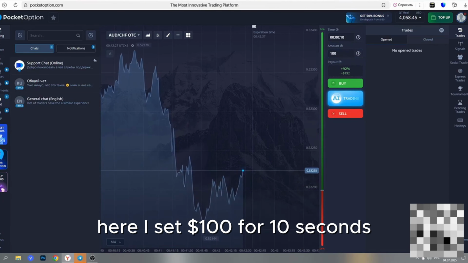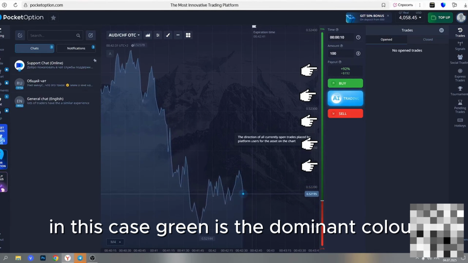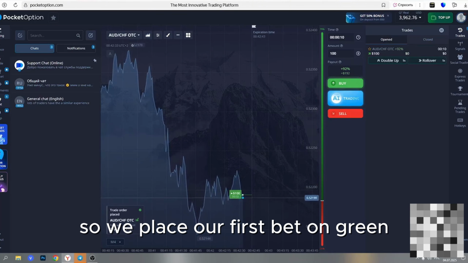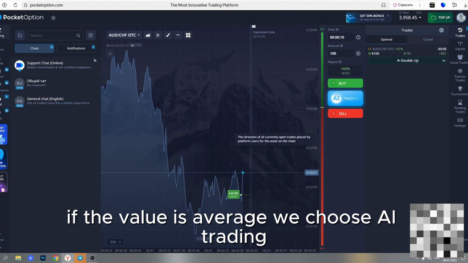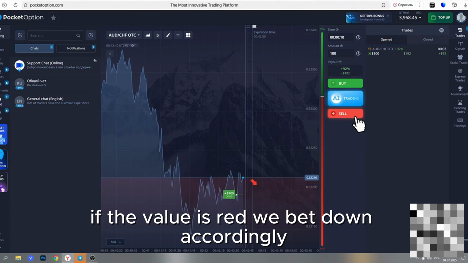Here I set $100 for 10 seconds. We look at which color dominates. In this case, green is the dominant color. So we place our first bet on green. If the value is average, we choose AI trading. If the value is red, we bet down accordingly.